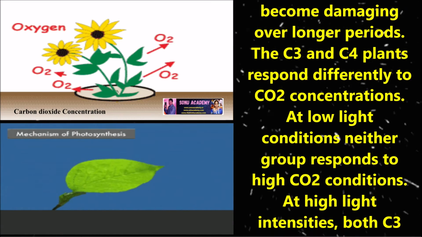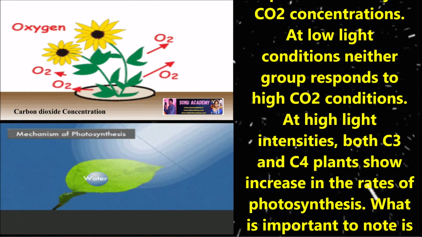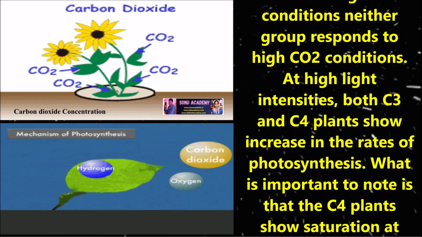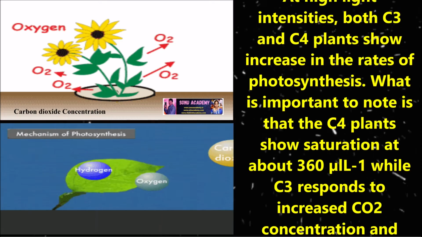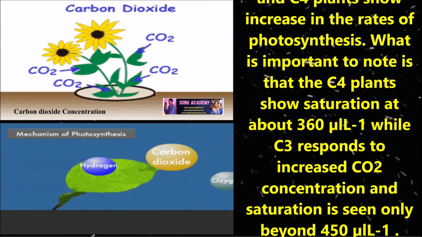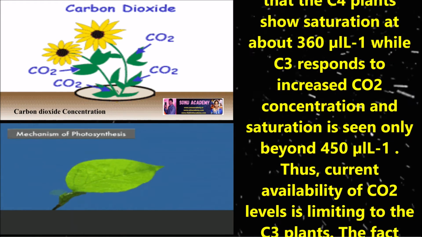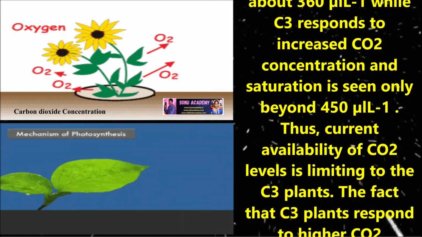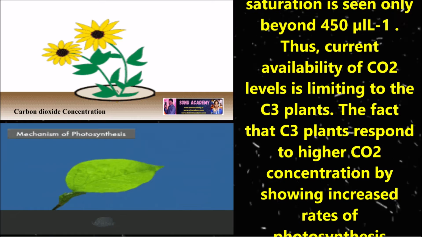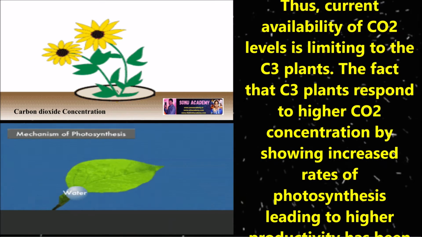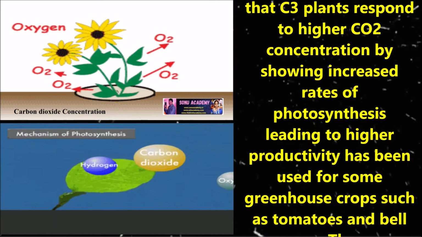The C3 and C4 plants respond differently to CO2 concentration. At low light conditions, neither group responds to high CO2 conditions. At high light intensities, both C3 and C4 plants show an increase in the rate of photosynthesis. What is important to note is that the C4 plants show saturation at about 360 microliters per liter, while C3 plants respond to increased CO2 concentration and saturation is seen only beyond 450 microliters per liter. Thus, the current availability of CO2 is limiting to the C3 plants.